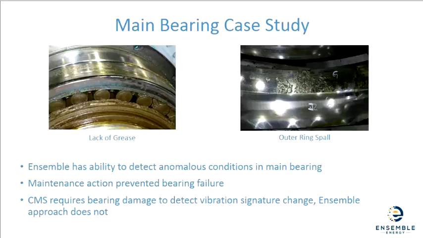The approach that Ensemble takes is we're actually looking for issues that are the precursor to the spall developing. So we can notify our customers that there's a problem with the bearing, often with the lubrication system, and they can go in and correct that before the spall develops. So we're able to not just detect failures or predict failures, we're able to help customers prevent failures, in this case, a $250,000 failure.